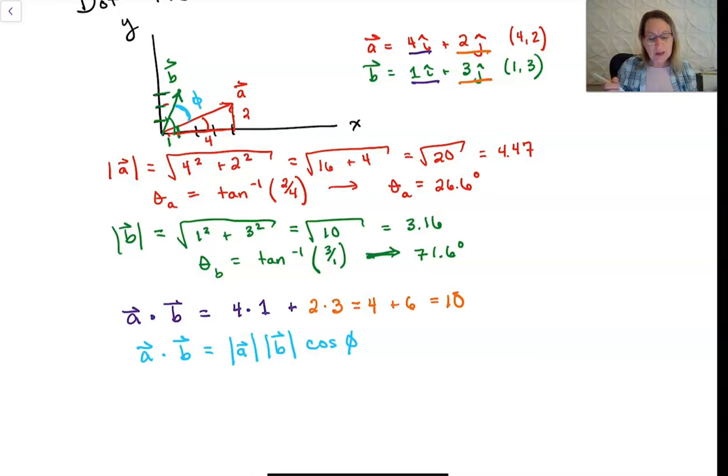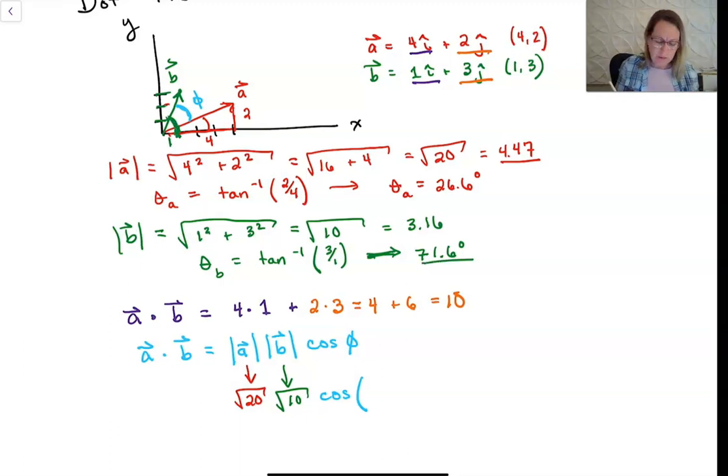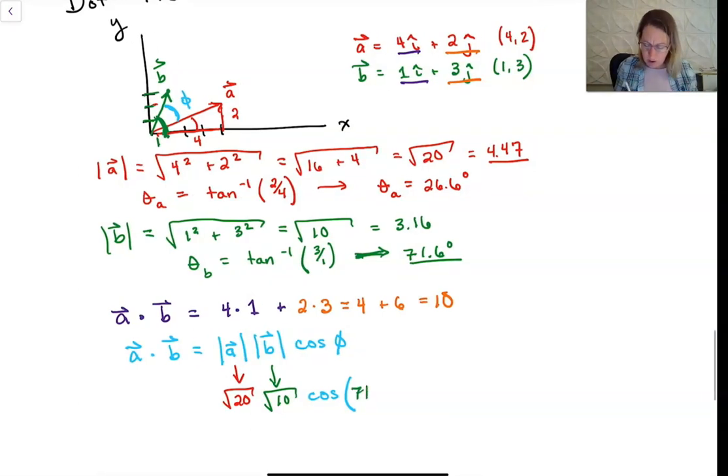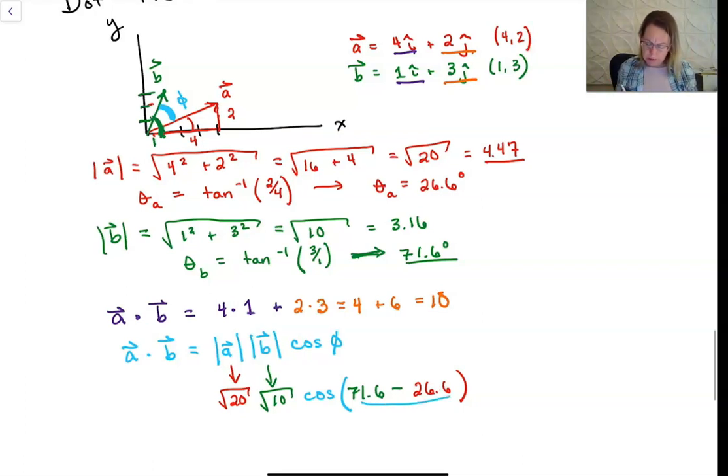That's phi. And so we can just check this by saying, what's the magnitude of A? Well, the magnitude of A is square root of 20. Magnitude of B is square root of 10. Cosine of the angle: this angle right here is 71.6 degrees, and the other angle is 26.6, so 71.6 minus 26.6 degrees would be this blue angle right in here. Once we do this subtraction, the 6's cancel, and we get 45 degrees.